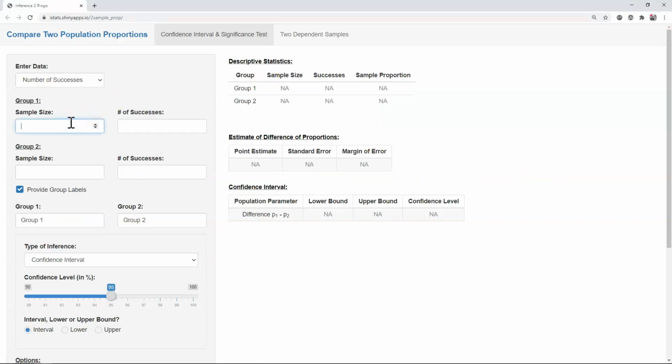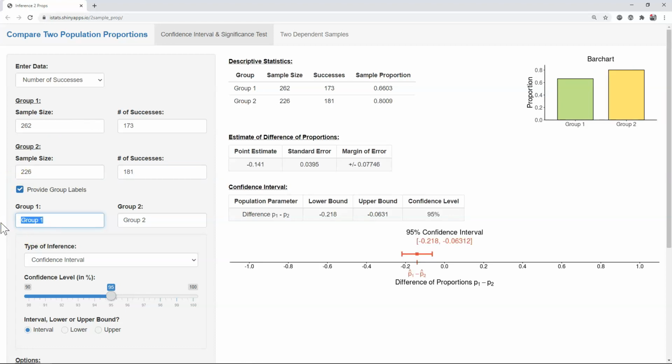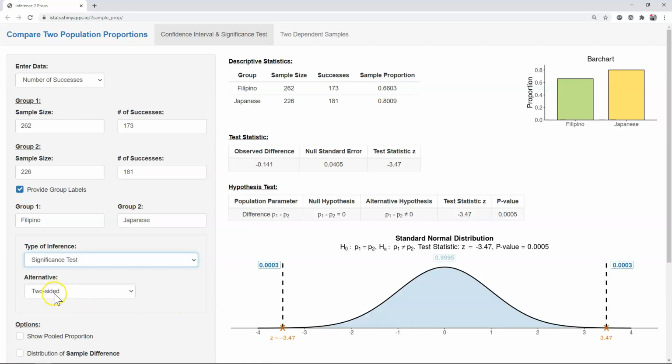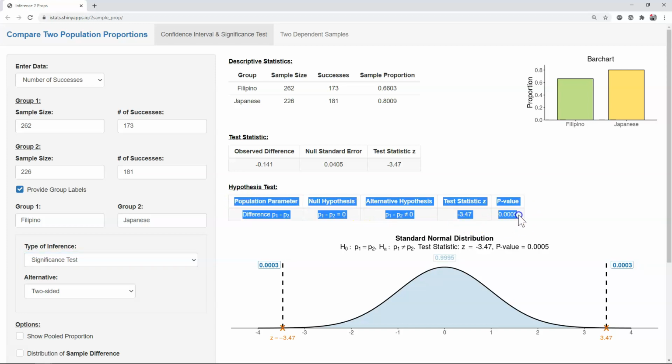If we do Filipino first, that was 262, where 173 said yes. And then for Japanese, it was 226, where 181 said yes. We can leave it as 1 and 2, but I'll make it clear as Filipino versus Japanese. The type of inference we're doing is a significance test, and as we said, the alternative is a two-sided test. So we have our results. Here is the test statistic of negative 3.47 with a p-value of 0.0005. We'll just copy this in.